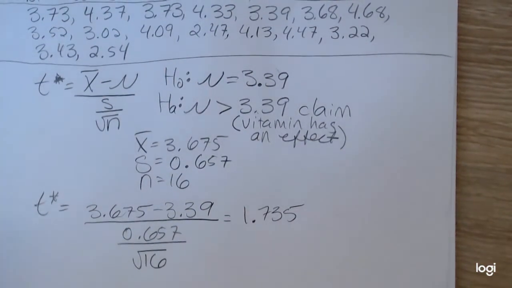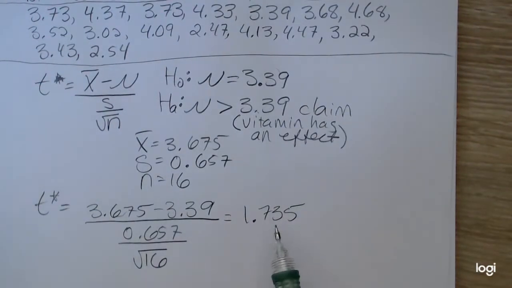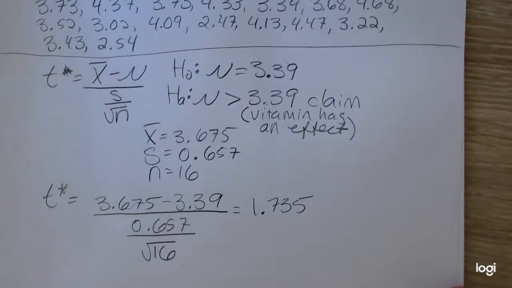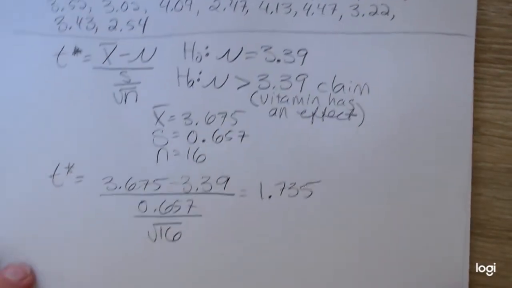In my next video, I will show you how to get this value directly from the calculator using the single sample t-test function. It might differ slightly from this because I did some rounding here and I did some rounding here, but this should be fairly close, if not exactly the same, rounded to 3 decimal places.